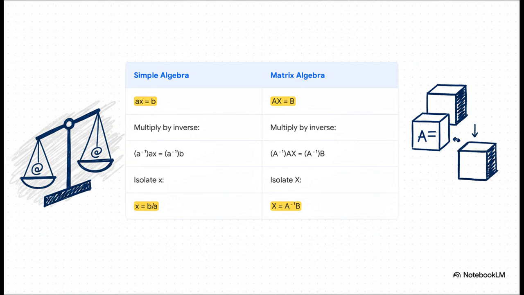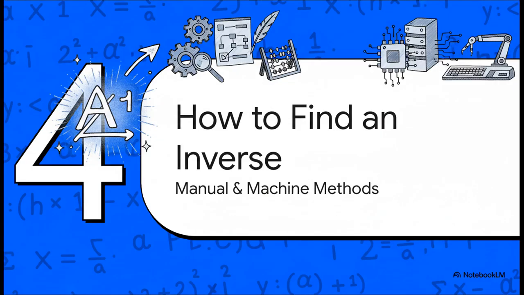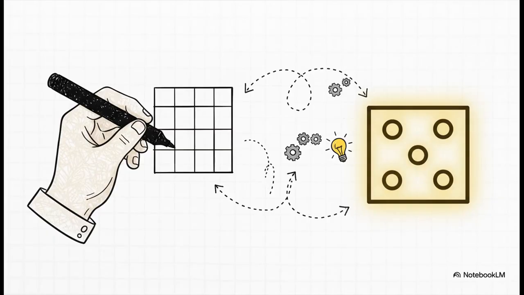Pretty amazing. Okay, so now for the million-dollar question. How do we actually find this thing, this magical inverse matrix? Well, there are basically two main ways to go about it. First up, we've got the old school method, doing it by hand. And it involves this really clever trick using that identity matrix we just talked about.